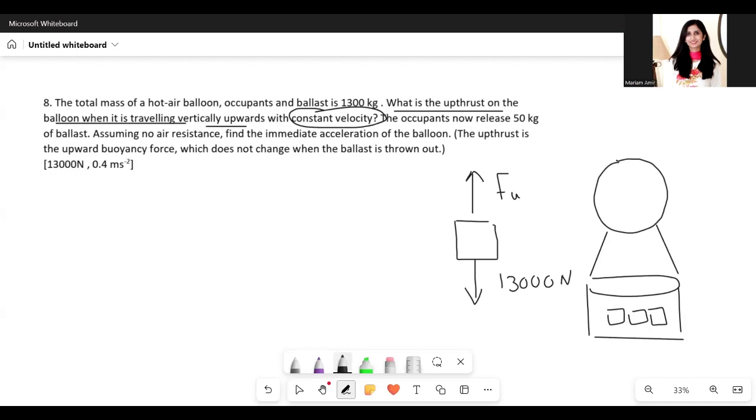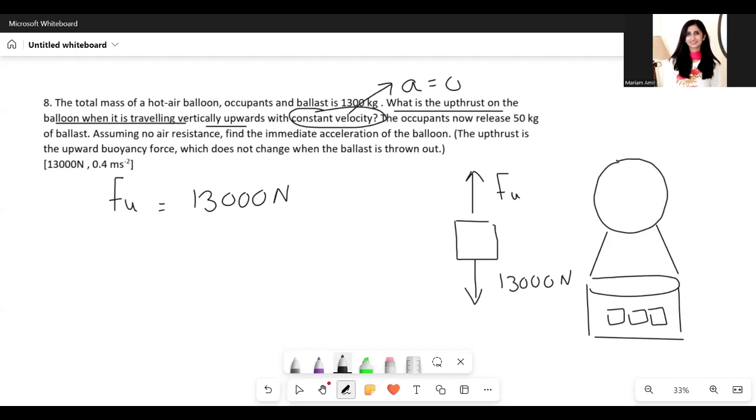And at what point when the velocity is constant? Constant velocity means acceleration is zero. That means the formula forward force minus backward force is equal to ma now becomes forward force is equal to backward force. Hence, the upward force is equal to 13,000 newtons, which is the downward force. So this is the answer for part one.